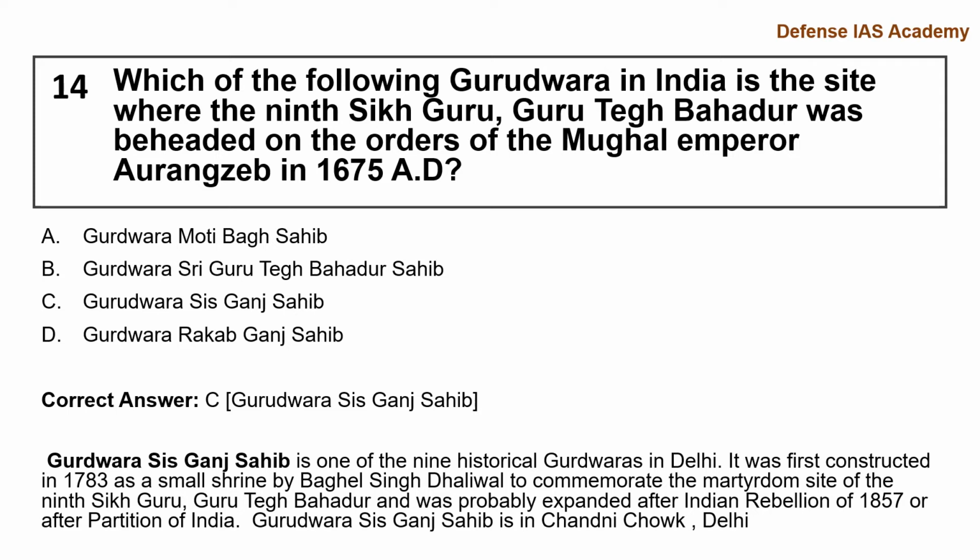Gurudwara Sisganj Sahib is one of the 9 historical Gurudwaras in Delhi. It was first constructed in 1783 as a small shrine by Baghel Singh Daliwal to commemorate the martyrdom site of the 9th Sikh Guru, Guru Tegh Bahadur, and was probably expanded after the Indian Rebellion of 1857 or after the partition of India. Gurudwara Sisganj Sahib is in Chandni Chowk, Delhi.